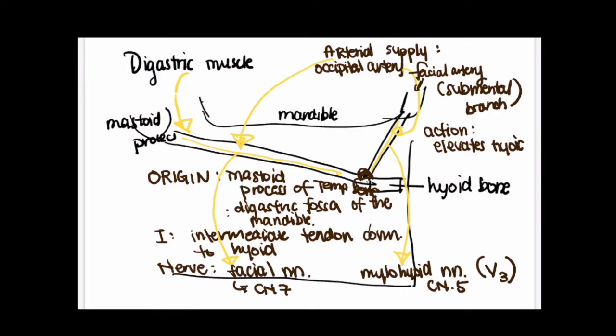Number one is that if the digastric muscle contracts, it elevates the hyoid bone and the tongue, and when the hyoid bone is held in place by the infrahyoid muscles, it depresses the mandible. Hence, it opens our mouth. For example, here it elevates the hyoid bone and it depresses the mandible.